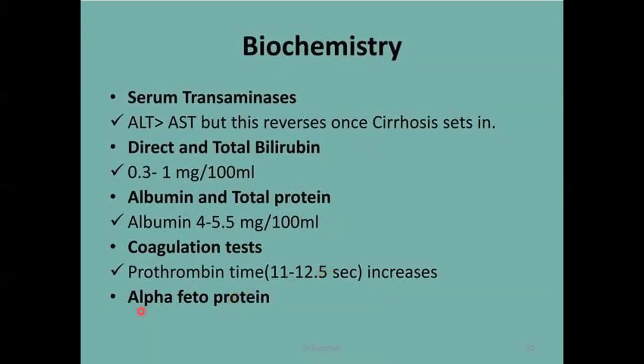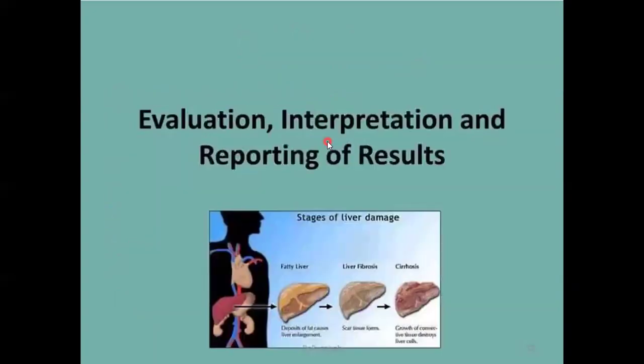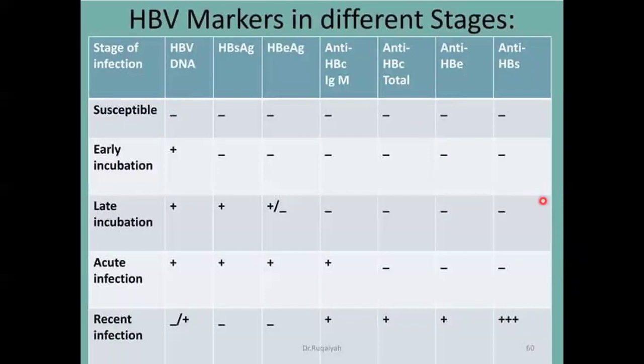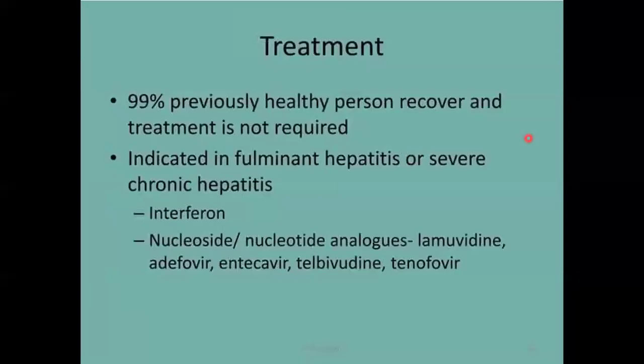And then alpha-fetoprotein, this is a marker of hepatocellular carcinoma. So if this one is raised, you'll know that the patient has liver cancer. Okay, so these are the biochemical tests used in the diagnosis of hepatitis B. Evaluation, interpretation, and reporting of results. So this one, I think we have gone through it properly. Unless you have a question.